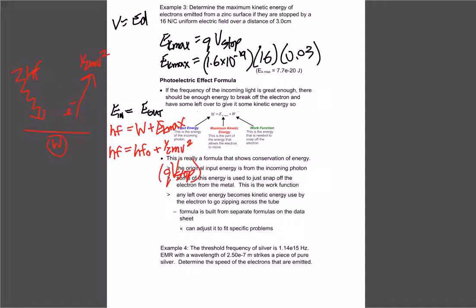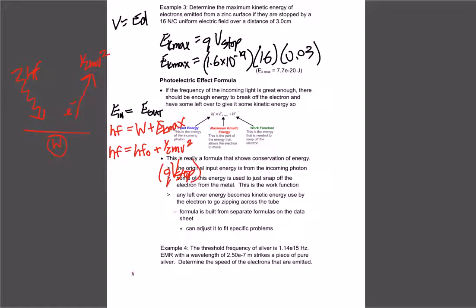So either of those formulas would work. All you have to do is plug in whatever situation they give you. So for this next example, it says threshold frequency and we have EMR coming in. It's asking for our speed of electrons going out.